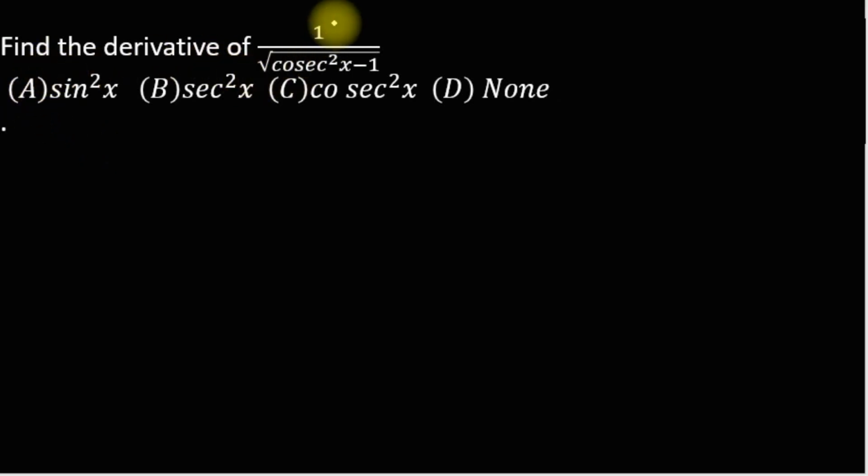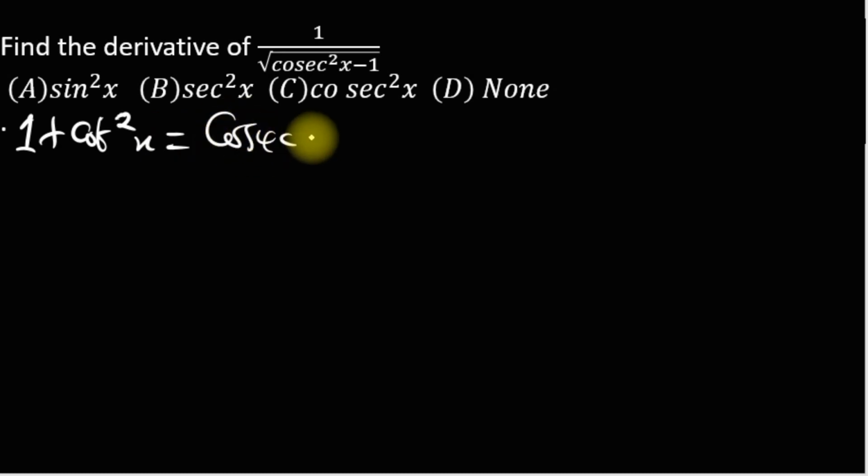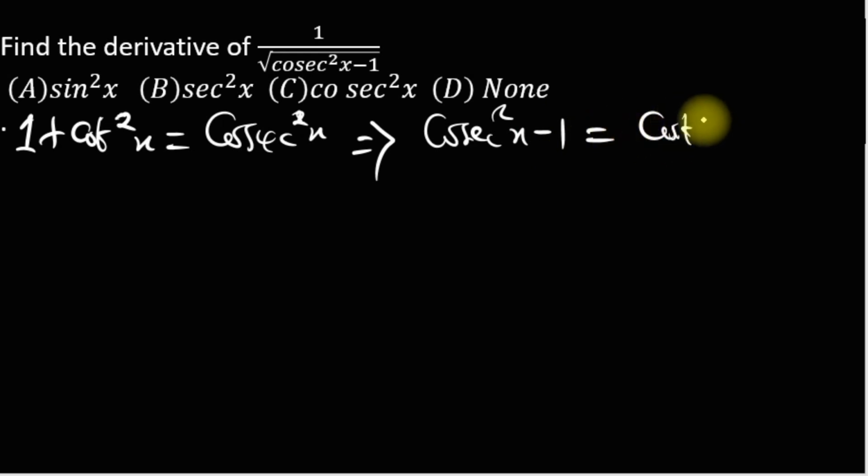We are asked to find the derivative of 1 over the square root of cosec square x minus 1. If you could remember, there's one identity that 1 plus cot square x is always cosec square x. Do you remember the identity? Which implies that cosec square x minus 1 is cot square x. So squaring both sides, meaning we are just asked to find 1 over cot x.